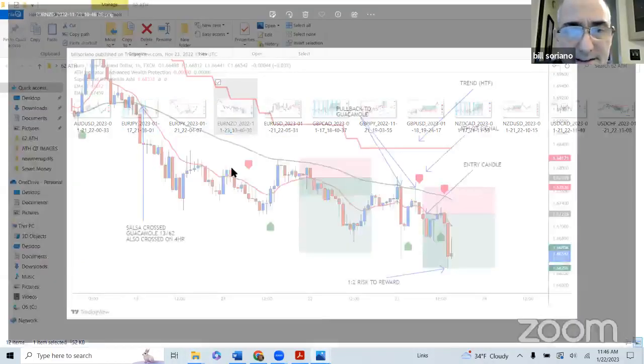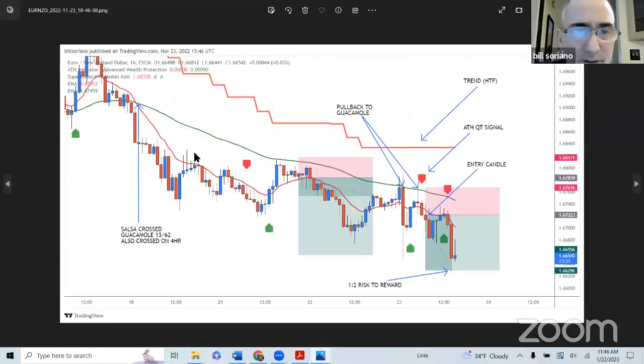Here's EURNZD. This was in a downtrend here. When I printed this chart, I had this line here. This line here is a super trend line. We don't use that, so don't worry about that line. However, that was showing me what the 4-hour trend was at that time. So right here, we get a pullback to the 62, right?